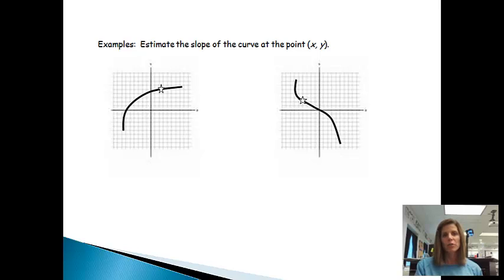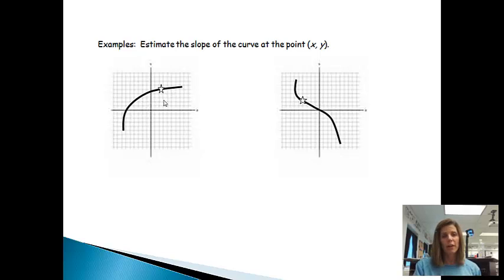Before we actually dig into derivatives, before we figure out exactly what a derivative is, I'm just going to get us closer to finding what a derivative is by using a few examples. Look at this first example. It says to estimate the slope of the curve at the point xy. And you notice my point xy is the little star. So we want to find the slope of this curve at that point.